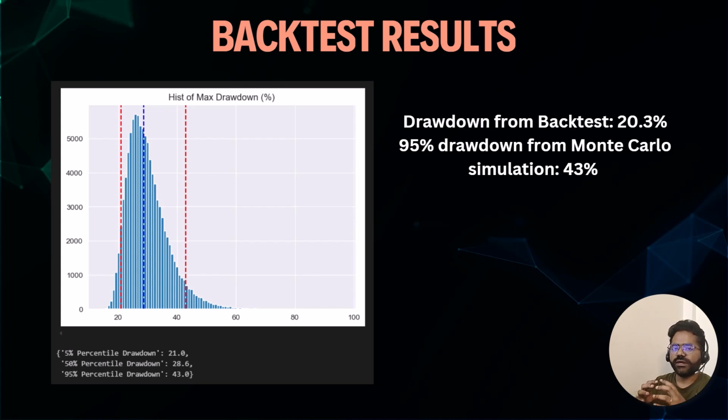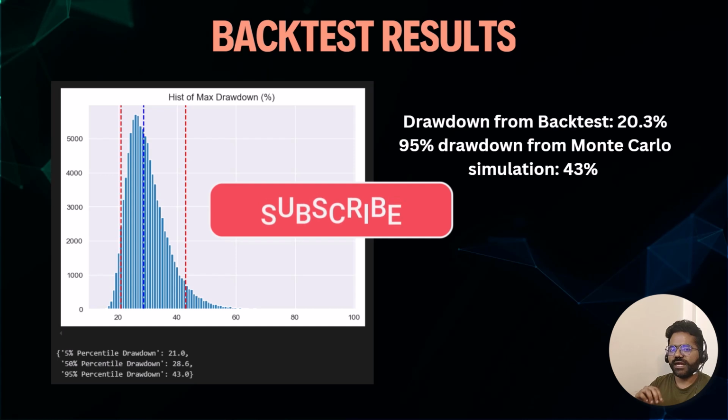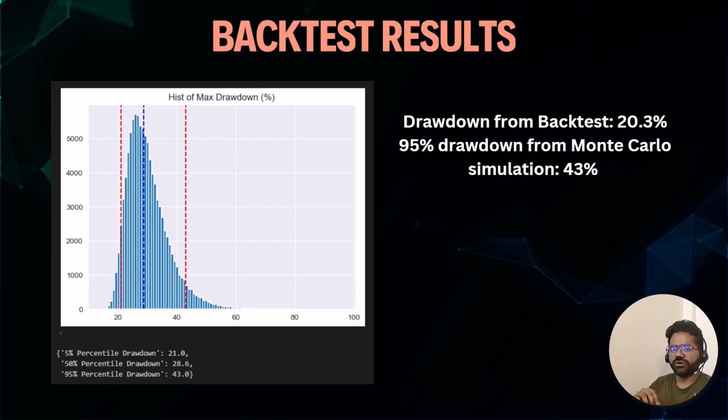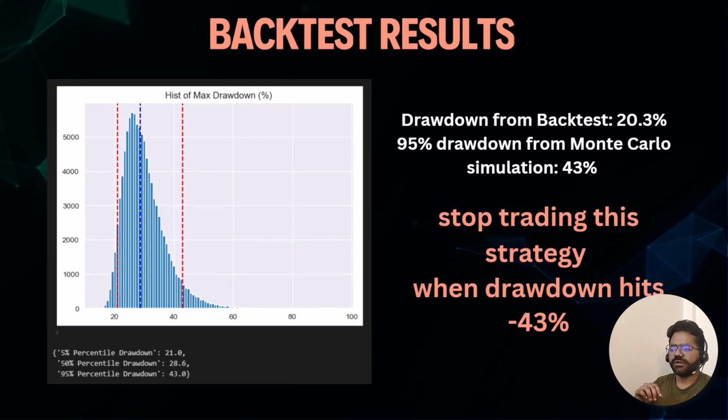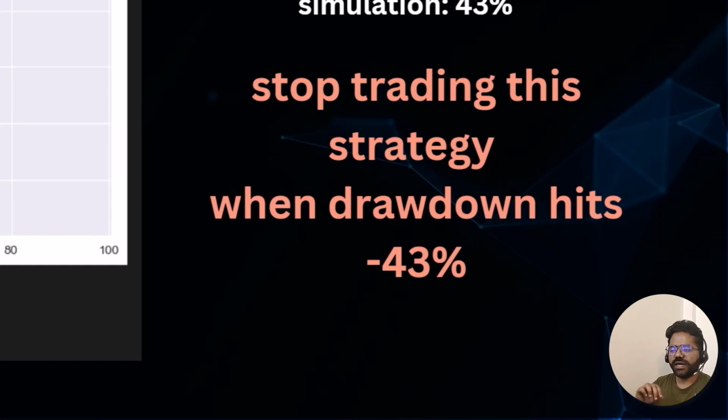That's where we look at the Monte Carlo drawdown results. The trades are randomly shuffled, and then we got our drawdowns. So with 95% confidence, we can say the drawdown will not exceed 43%. But if it exceeds, then you should stop trading this strategy. So the limit for this strategy is minus 43%. If you lose this, then you should definitely stop trading this strategy.